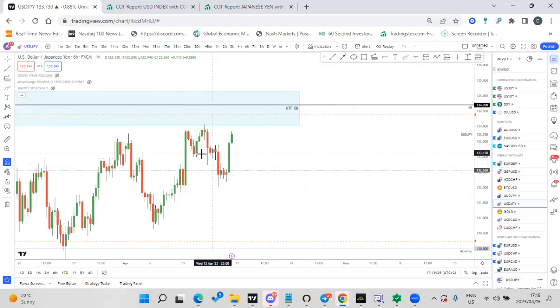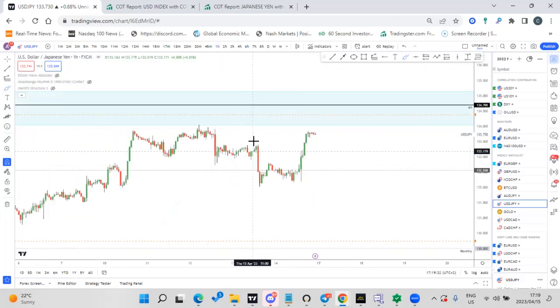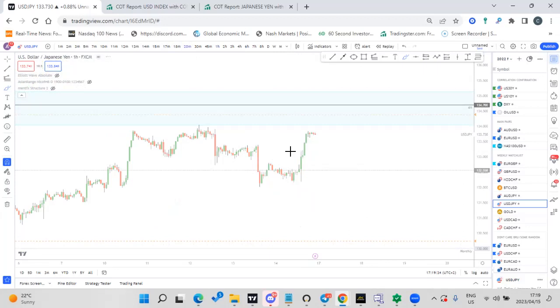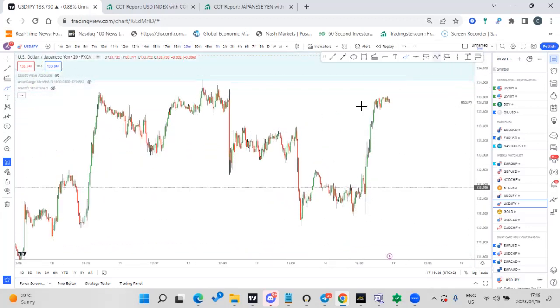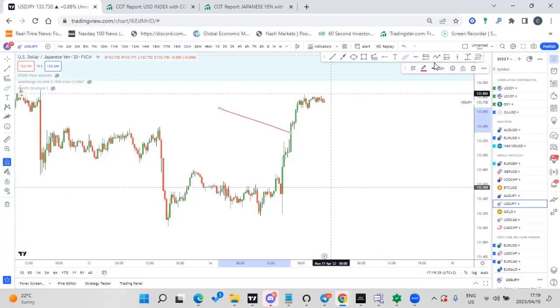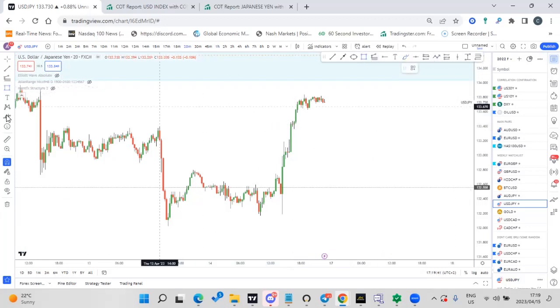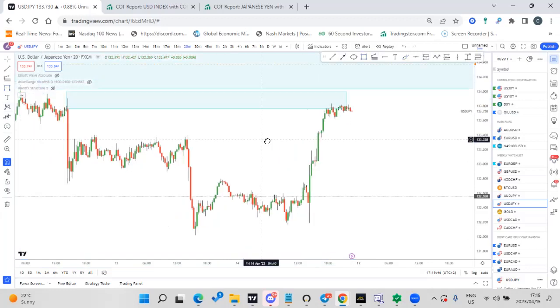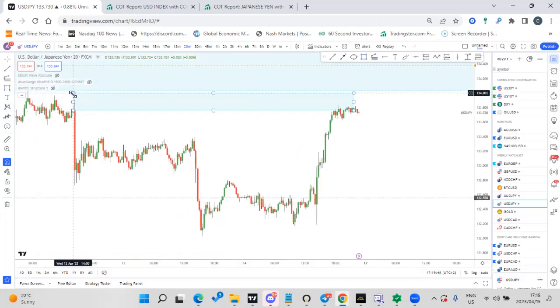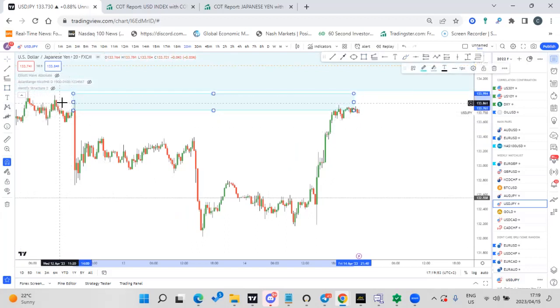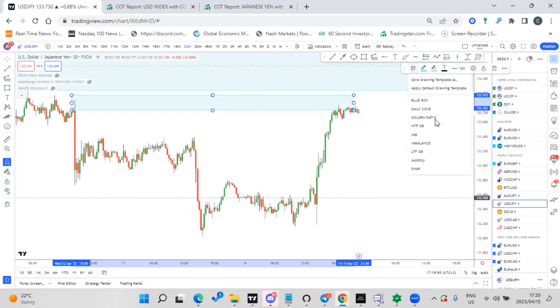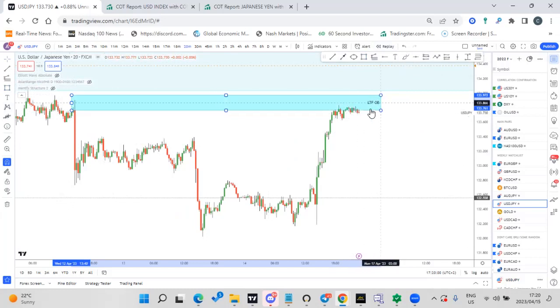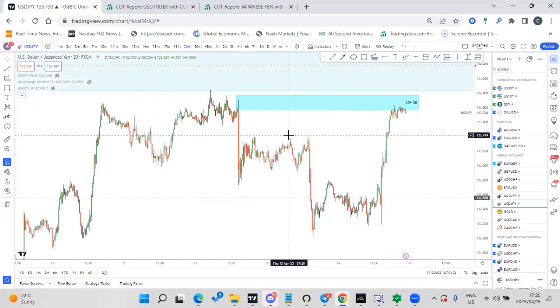because you got this change of character here, you could possibly find a lower time frame supply. So there you go, there you'll find your lower time frame supply, just that wick, that final wick over here. I don't know what's up with this mouse, but you get the point. That'd be your supply.